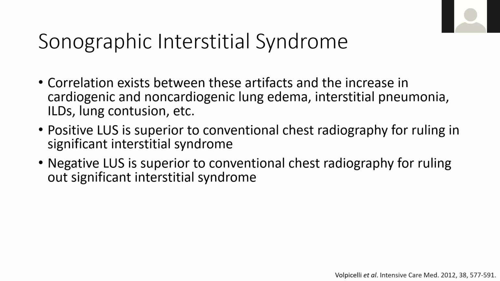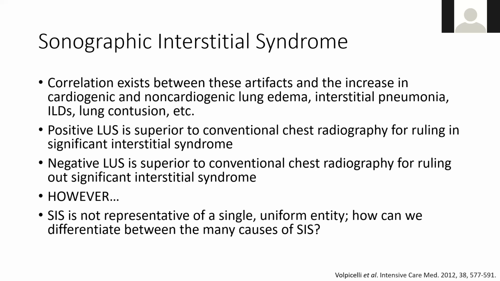So as I've mentioned, there is significant correlation between these artifacts and causes of interstitial syndrome like edema, interstitial pneumonias, ILD, lung contusion, etc. In fact, one study showed that B-lines correlated with 93% accuracy in terms of radiographic changes noted on X-ray, or with full accuracy in terms of radiographic changes noted on CT. So the consensus statement is that a positive lung ultrasound is superior to X-ray when it comes to ruling in significant interstitial syndrome, and a negative lung ultrasound is superior for ruling out significant interstitial syndrome.